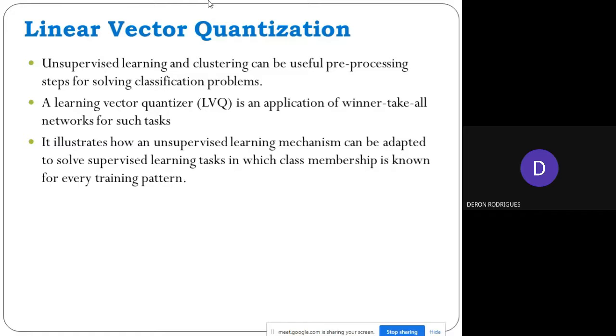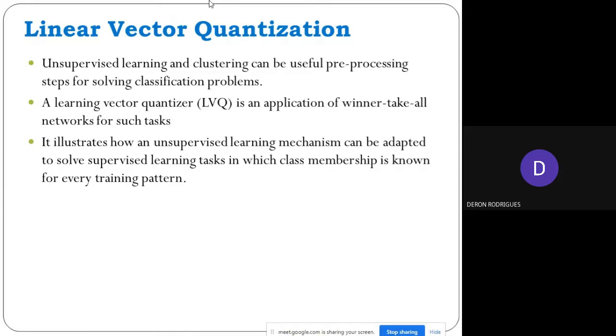So an LVQ is an application of winner-take-all networks for such tasks, illustrating how unsupervised learning can be used to perform supervised learning. In the previous case, where we solved simple competitive learning, nothing was told to us about the class membership. We only took into consideration which is the winner node, and the weights of the winner node are updated.